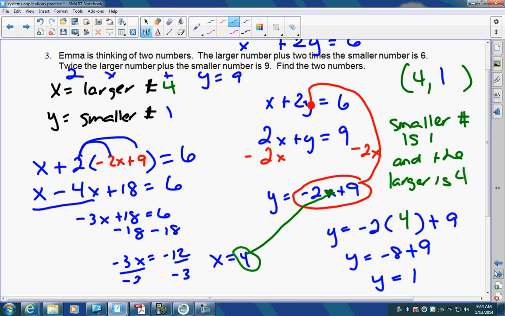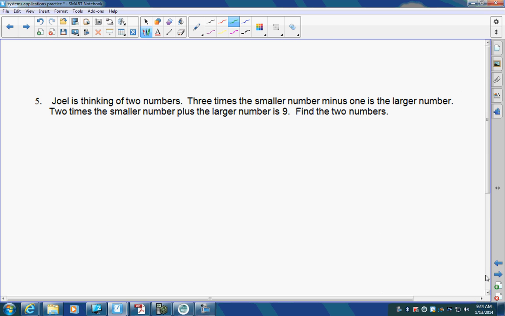All right. Number 5. Take a minute, read this, and I want you to define your variables and try and write your equation. Please do write your systems. Do this now, please.